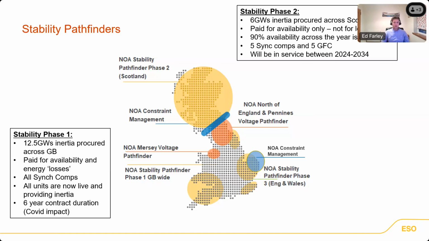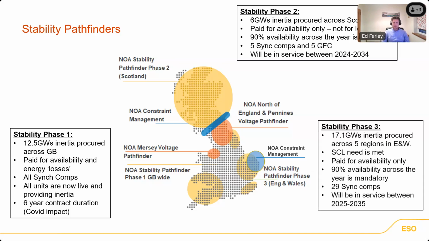In this phase, we procured 6 GVA seconds of inertia, and this was across another 5 synchronous compensators, but also our first ever example of procuring stability from grid forming solutions. In this case, these were grid forming battery energy storage systems. These assets aren't quite live yet, but they will be later this year and will deliver services for the next 10 years.